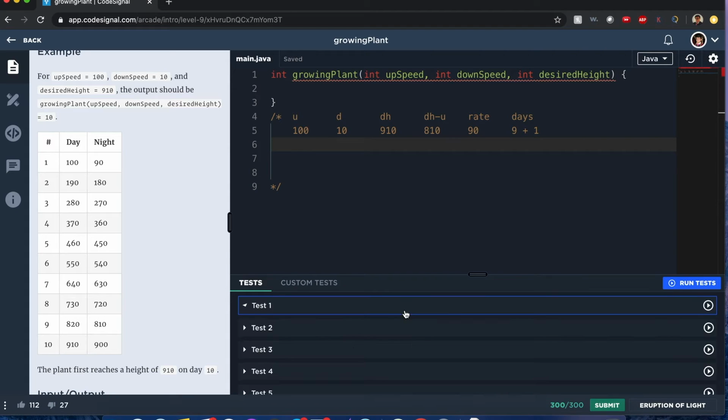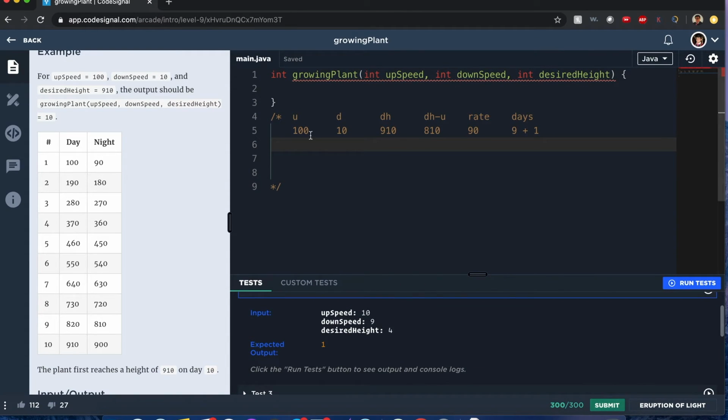Can I look at some of the examples here? Let's see. 10, 9, 4. Let's just do this one. 10, 9, desired height is 4. This is a good example where on the first day it's going to reach that desired height because it's going to go up right away. This is an interesting scenario because if I do desired height minus the upSpeed, it's going to be -6, which is strange. We can't really do much with -6, even though the rate it grows is by 1. That doesn't incorporate anything because the upSpeed is bigger than the desired height.